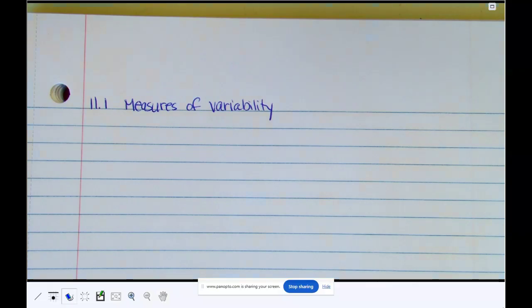So we are talking today, we're still in 11.1. We've talked about measures of center. There are 3 measures of center. What are the 3 measures of center? Mean, median, and mode. Those are measures of center, mean, median, and mode. We talked about outliers. What's the definition of an outlier?